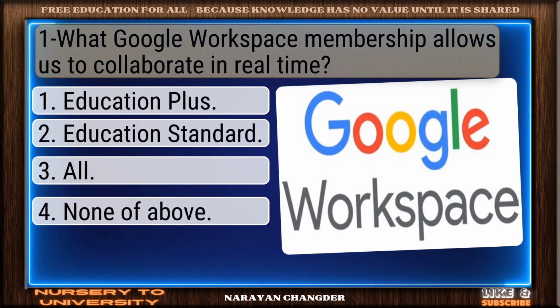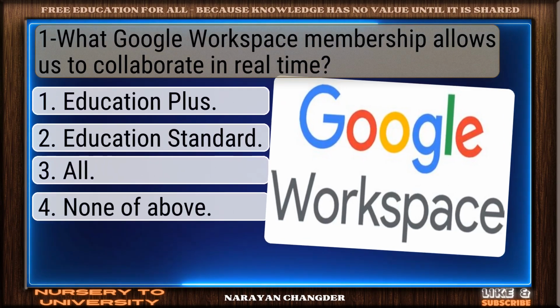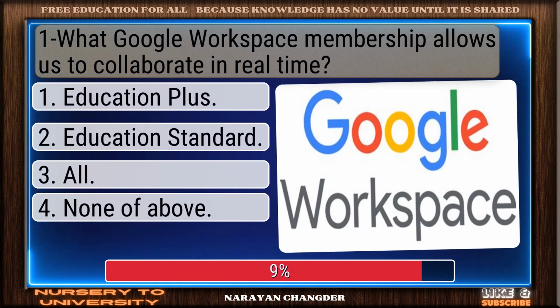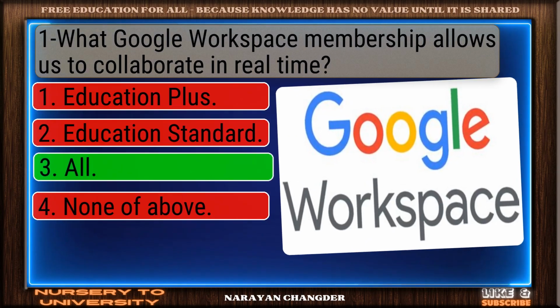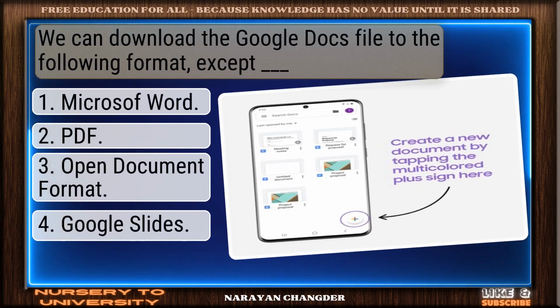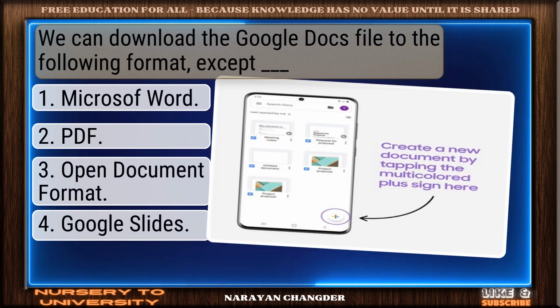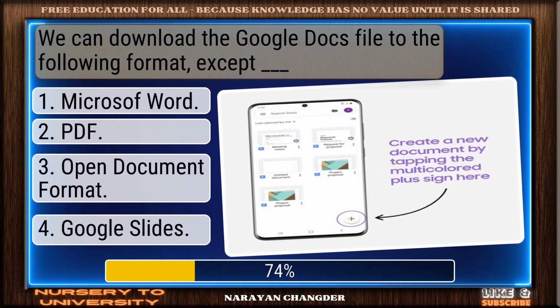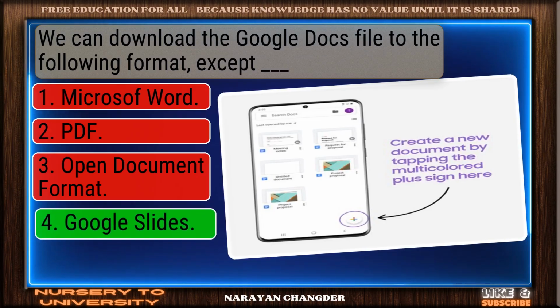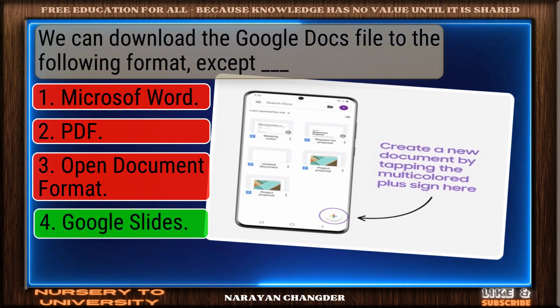What Google Workspace membership allows us to collaborate in real time? You got it. Your choice, all, is right. We can download the Google Docs file to the following format, except Dash. Correct. Google Slides is the right answer.